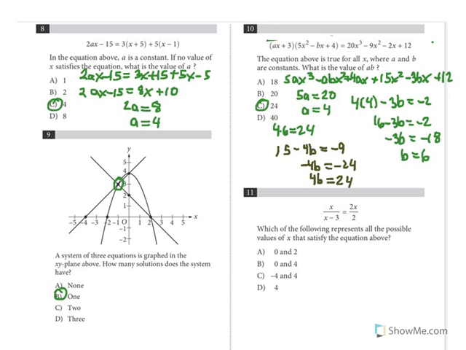Which of the following: x divided by x minus 3 equals 2x divided by 2. Which of the following represents all the possible values of x that satisfy the equation above? All right, so rational expressions on both sides of the equal sign. What I want to do is just cross multiply. So that way we'll have 2x equals 2x² minus 6x.